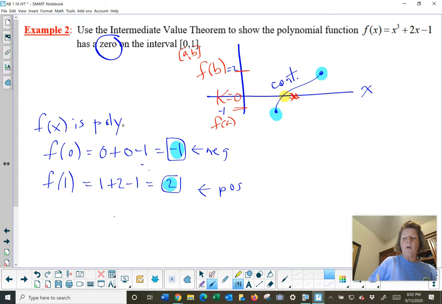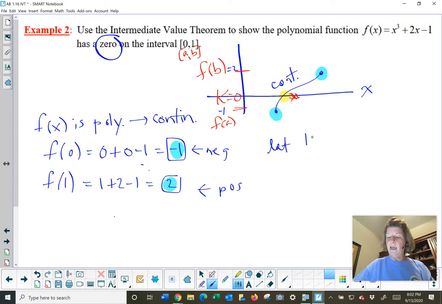I would write out polynomial. And that leads me to the conclusion that my function is continuous. And I got a continuous function with a k, let k equal 0.